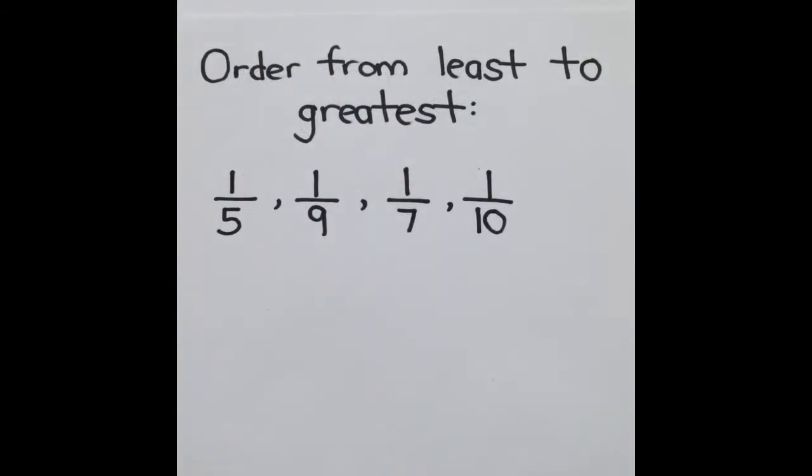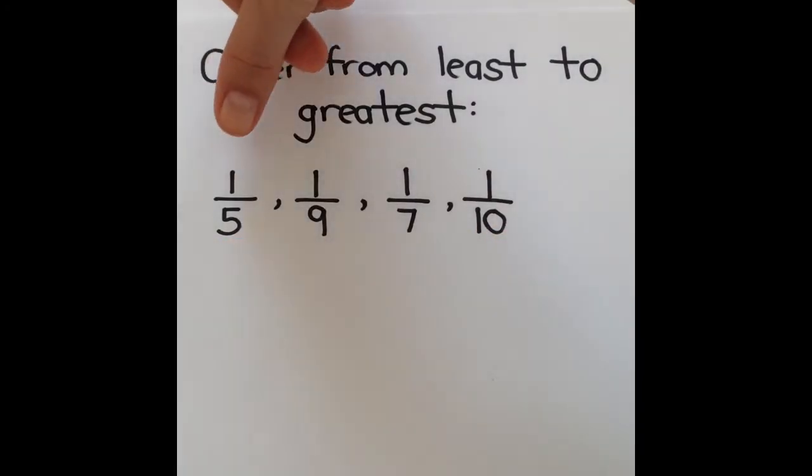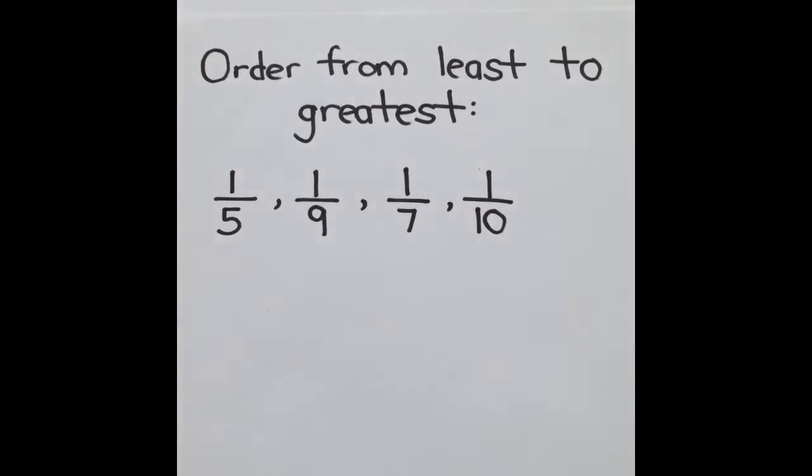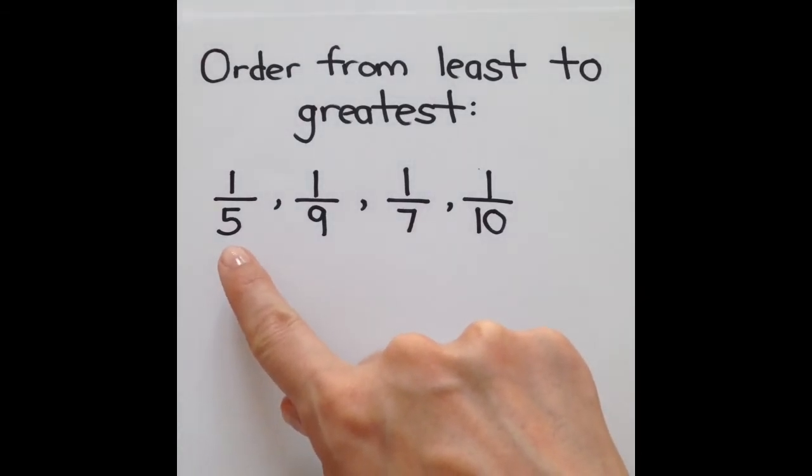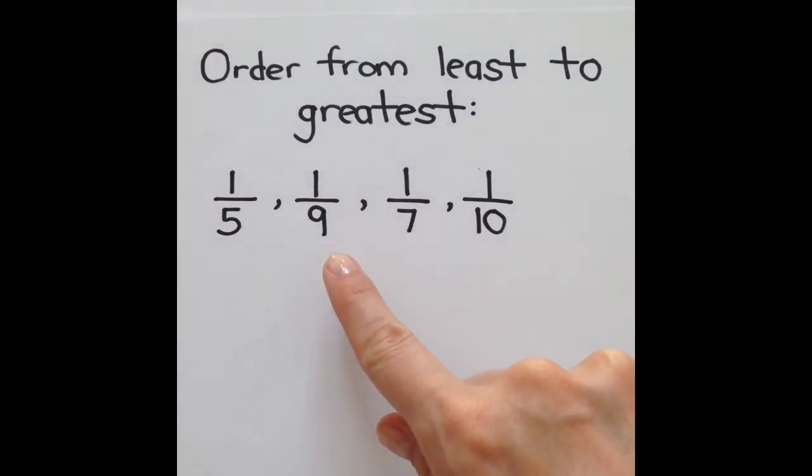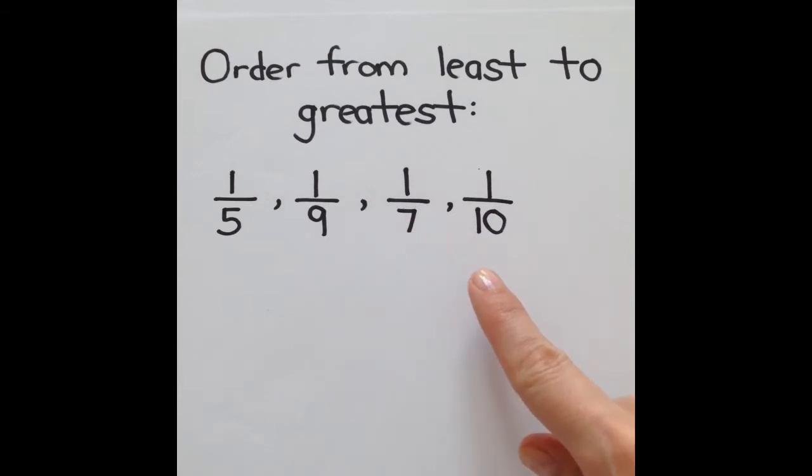To order these fractions from least to greatest, we can compare the denominators of the fractions. All of these fractions have a numerator of 1. So think about if I have 4 different pizzas and I've eaten 1 slice of pizza from each of those pizzas, but the pieces are going to be different sizes. The first one has 5 pieces, the next one has 9 pieces, the next one has 7 pieces, and the next one has 10 pieces.